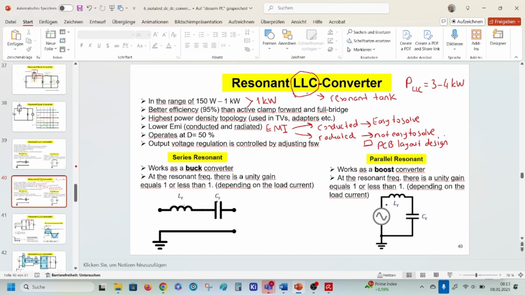Usually, an LLC converter operates at a duty cycle of 50%, and the good thing is that we can regulate our output voltage with the switching frequency. That means if you switch this series resonant circuit with a different switching frequency, the whole impedance is controlled or changed with the help of the switching frequency.